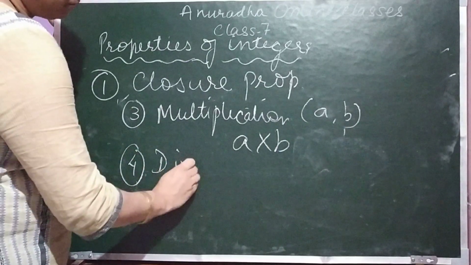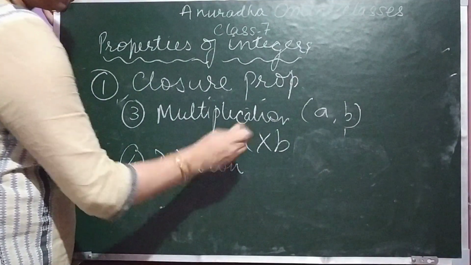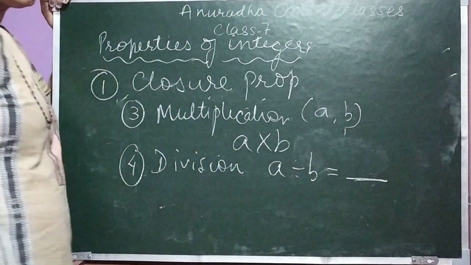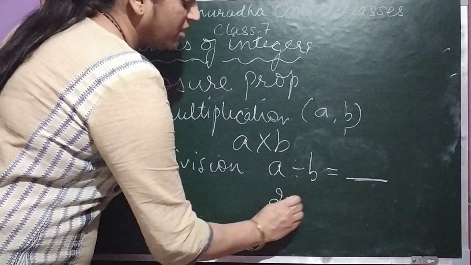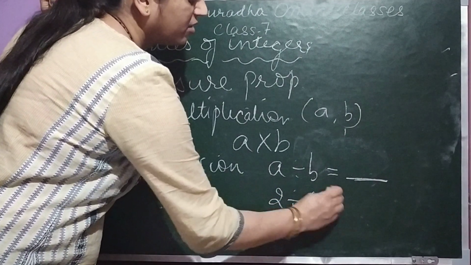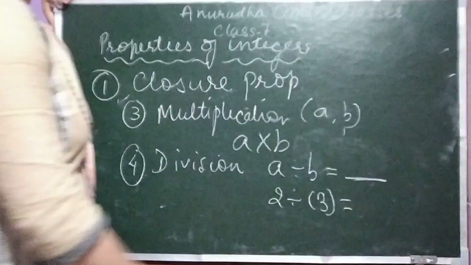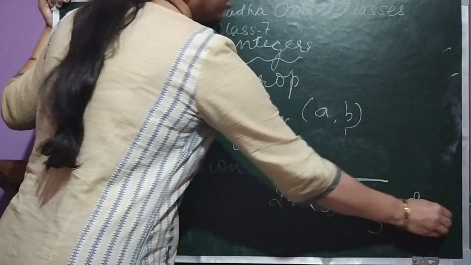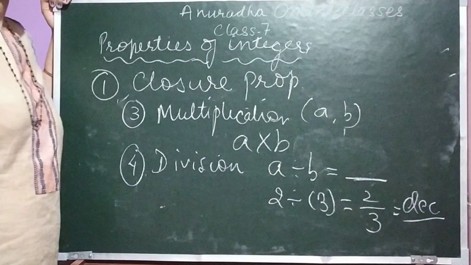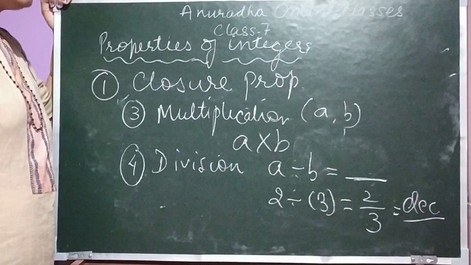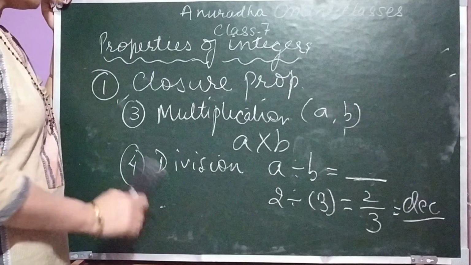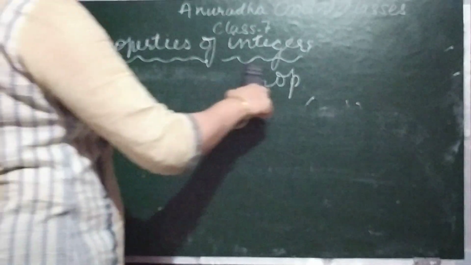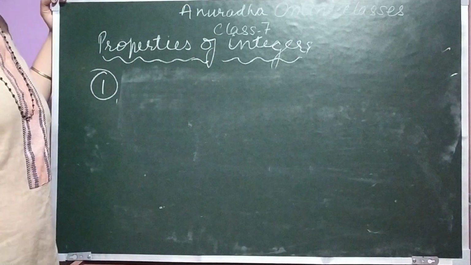Now come to the fourth one, that is division. Now see division, A divided by B. Is it an integer? Let us see. 2 divided by 3. Whatever answer you get, that is a decimal number. Decimal number is not an integer. So this is not applicable for division. Now come to the second property. First property is clear to you, I think.